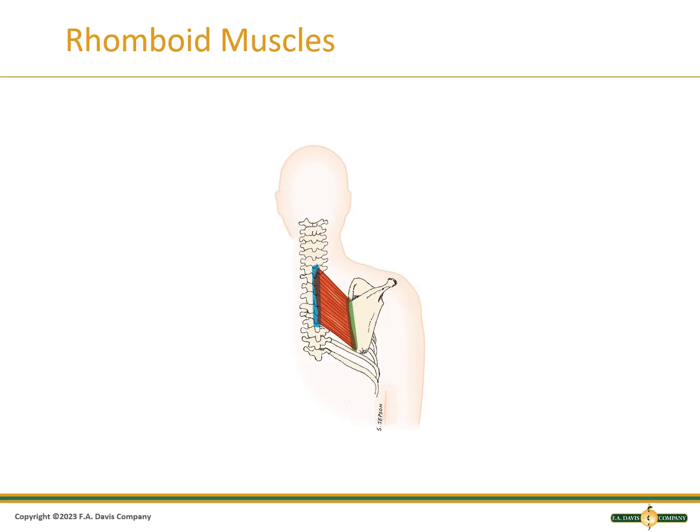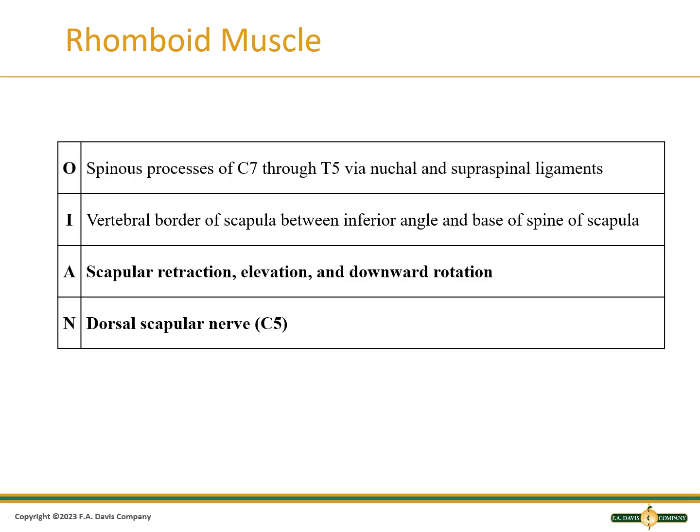Our rhomboids sit just deep to our middle trap. They originate on the spinous processes of C7 through T5 via the nuchal and supraspinal ligaments. They insert on the vertebral border of the scapula between the inferior angle and the base of the spine of the scapula. They serve to cause scapular retraction, elevation, and downward rotation, and they're innervated by the dorsal scapular nerve.